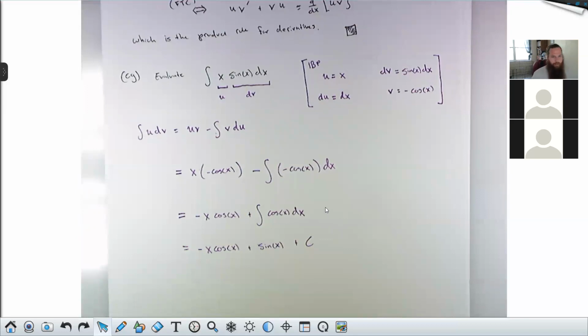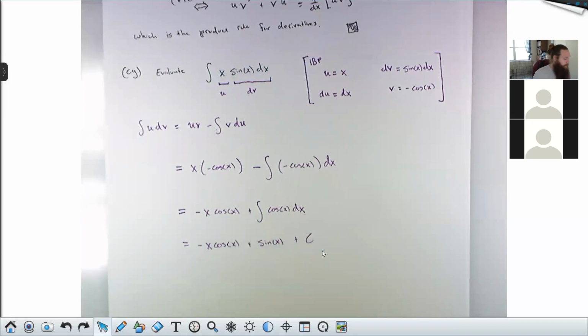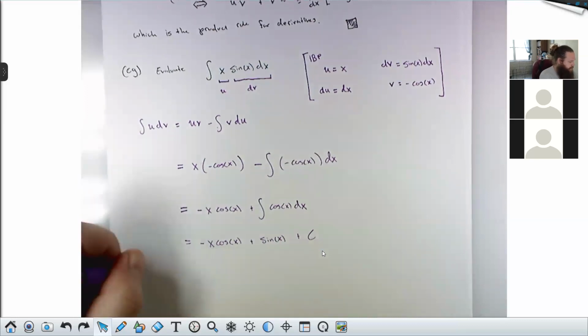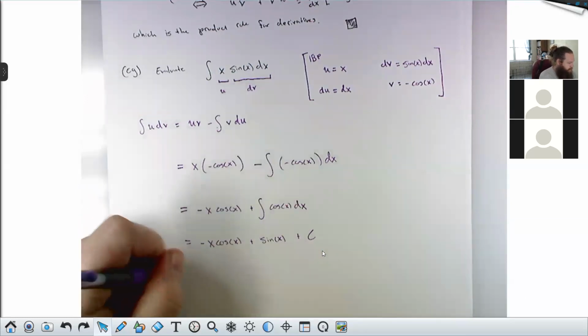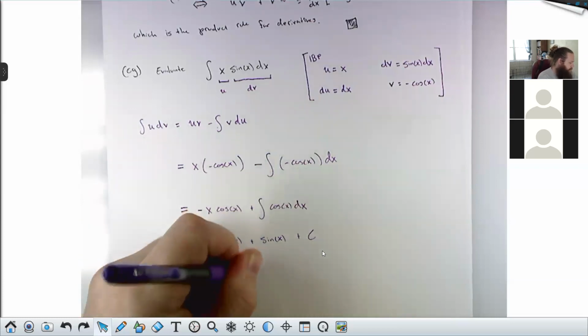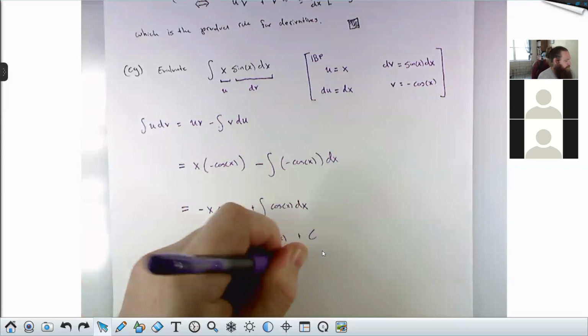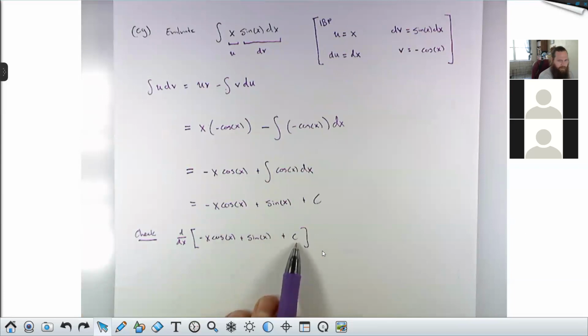So I claim that the most general antiderivative of x sin x is negative x cos x plus sin x plus c. And we can check your work. If you want to verify that you've done an integral correctly, you take the derivative of this and see that you get that. So just real quick, let's calculate d dx of negative x cos x plus sin x plus c. You know that the c is a constant. It's going to differentiate to 0, so I'm not going to worry about it.